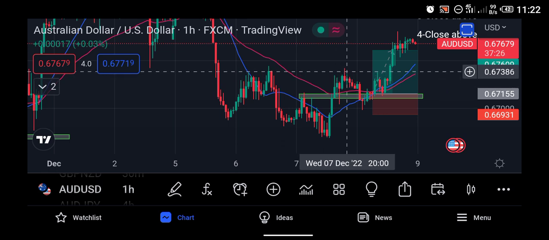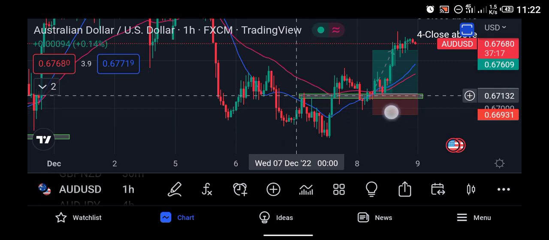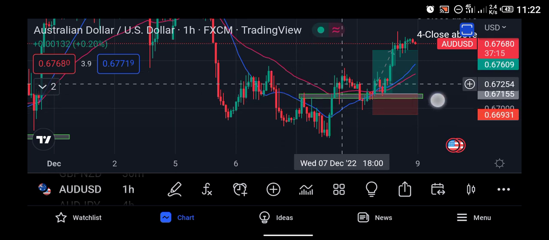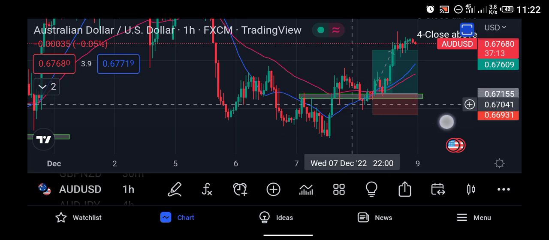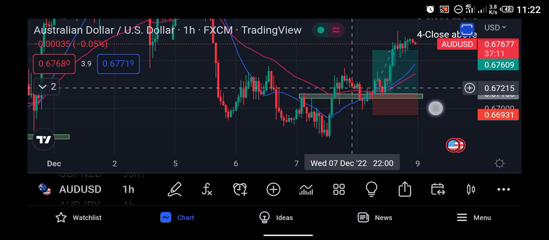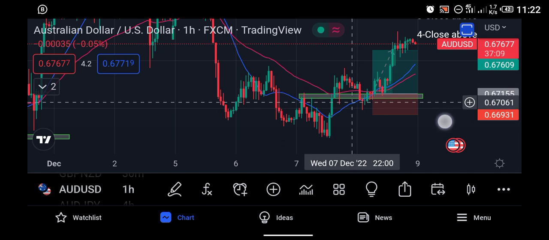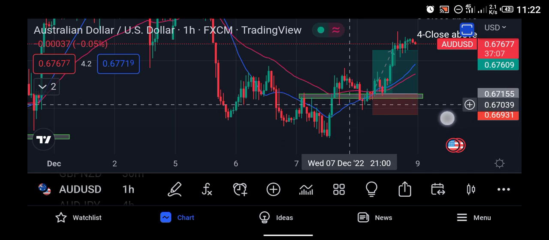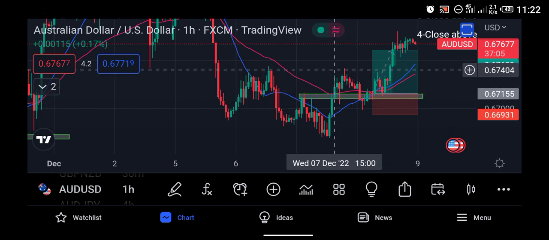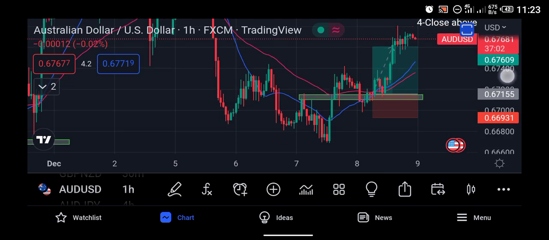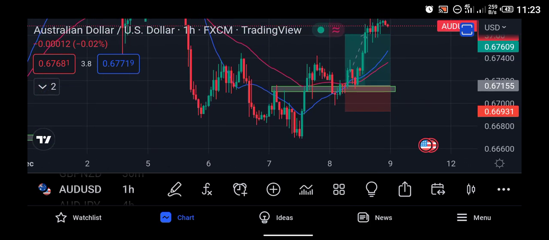That's what I mean by close above the moving average I was telling you about. The price closed above this resistance level, and it closed above this 20 and the 50 moving average. This red line is the 50 moving average, while this blue line is the 20 moving average. Price closed above it.